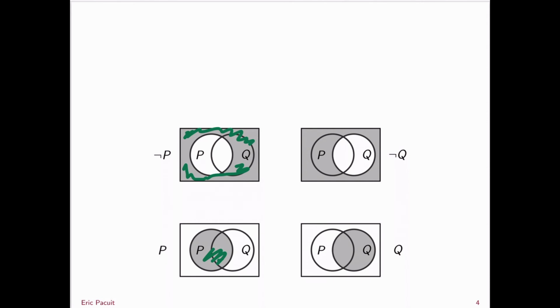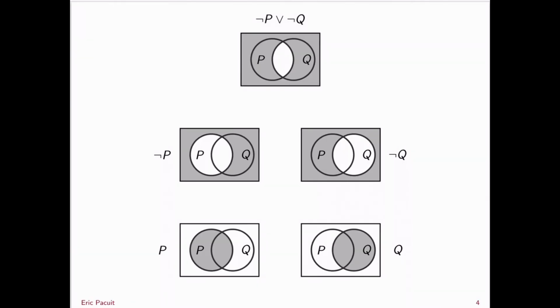So the last step is to combine these two visualizations into a visualization of not P or not Q. So you might want to take a second to think for yourself what this visualization should look like. So here's the answer. What we're going to do is shade the regions that are shaded in either of these two diagrams. So here we've shaded everything outside of P. So we should shade everything outside of P. And here we shade everything outside of the Q region.